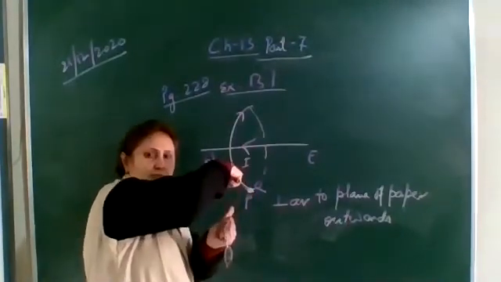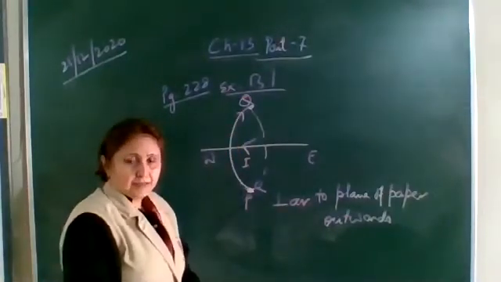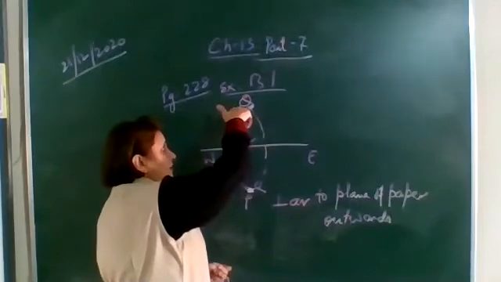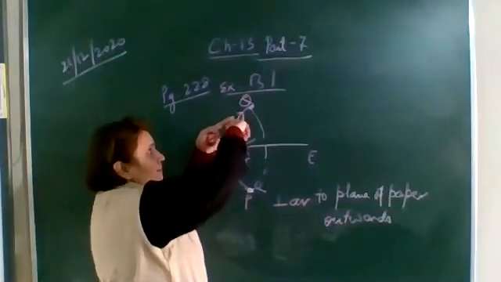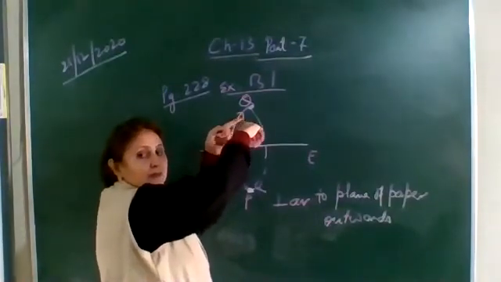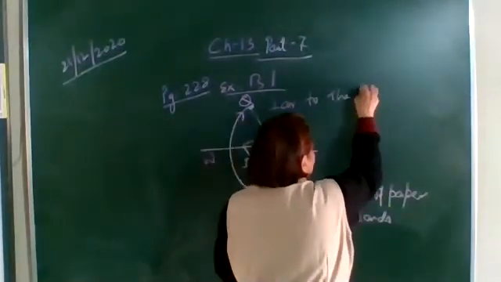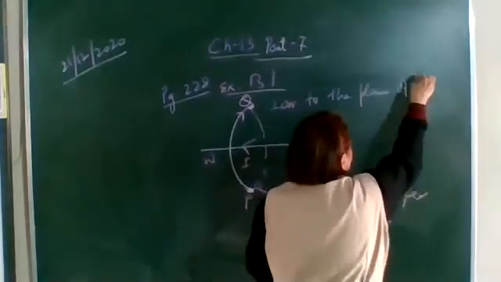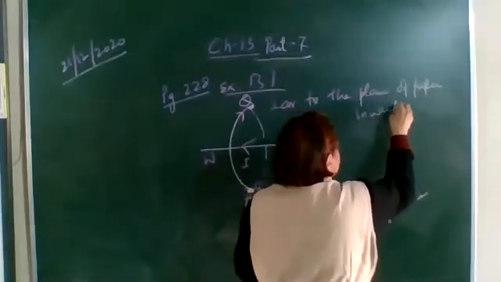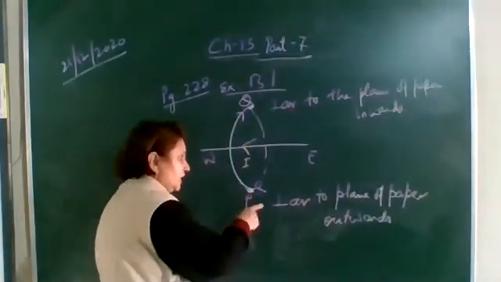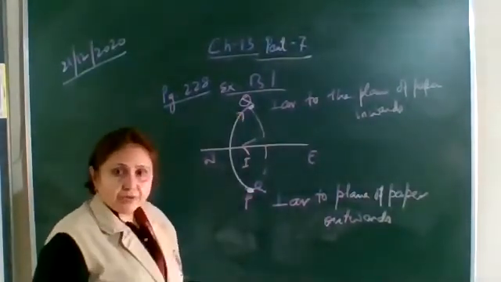Now draw the tangent at point Q, which is directly above. At this point, if you draw, it will be perpendicular to the plane of the paper, inwards. So at point Q, it is perpendicular to the plane of the paper, inwards. Here at P it is perpendicular to the plane of the paper, outwards. So how to find out?